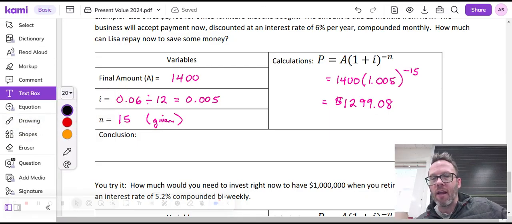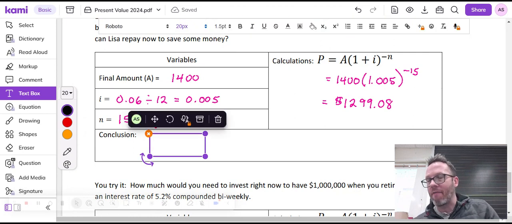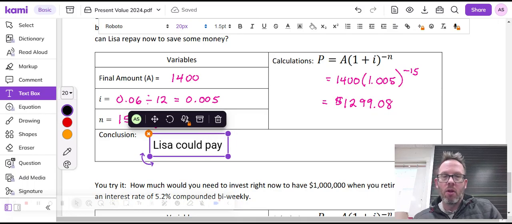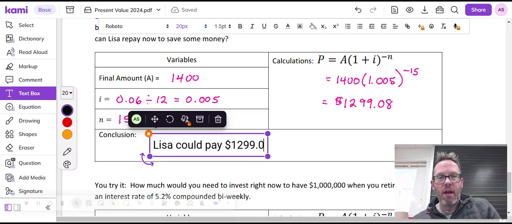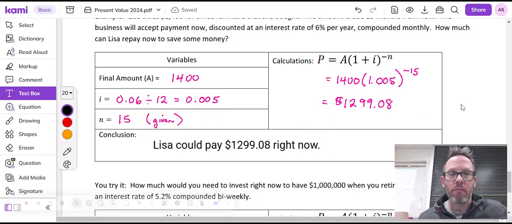So let's do our concluding statement and then just kind of make sure we have that digested. So Lisa could pay $1,299.08 right now. Okay. So let's talk about why this makes sense.